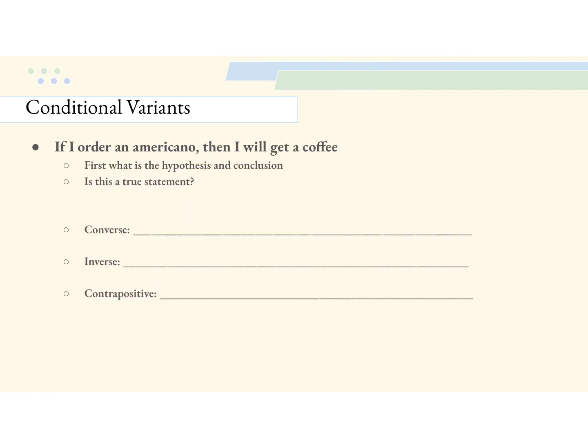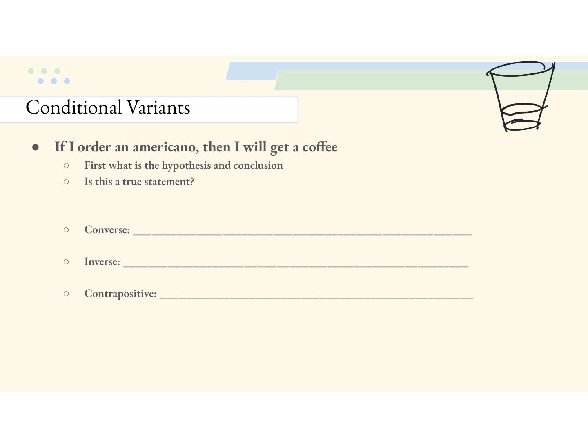So let's take the first example below, and the statement is, if I order an Americano, then I will get a coffee. So for those that are unaware, an Americano is a type of coffee, and I'm going to just talk about it that way. That way we're all on the same page here. Okay, maybe you do know what it is, maybe you don't, and that's fine.